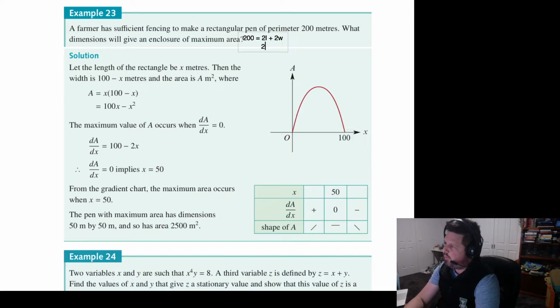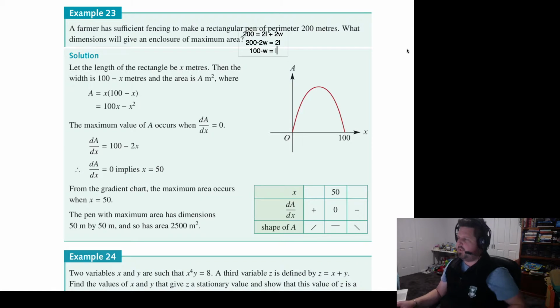Now, we can rearrange things in this particular case. We can move the width over to the other side. 200 take away 2w is going to be equal to 2l. Fairly happy there. Then you could divide both sides by 2, and you end up with 100 take away w is equal to l. So what they're saying here is the length is equal to 100 take away the width, or 100 take away x. That's how they get that.